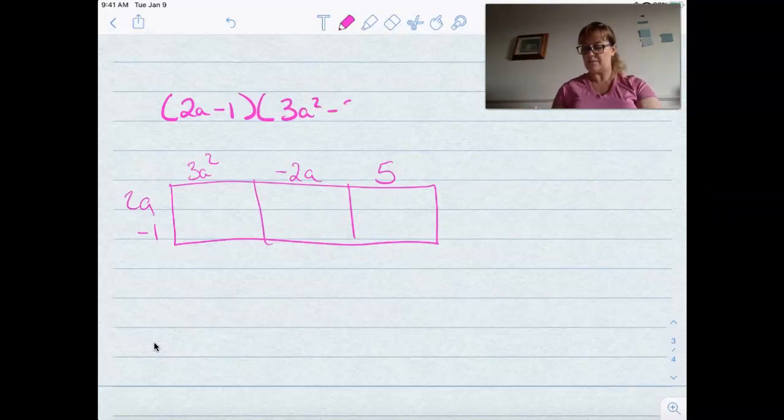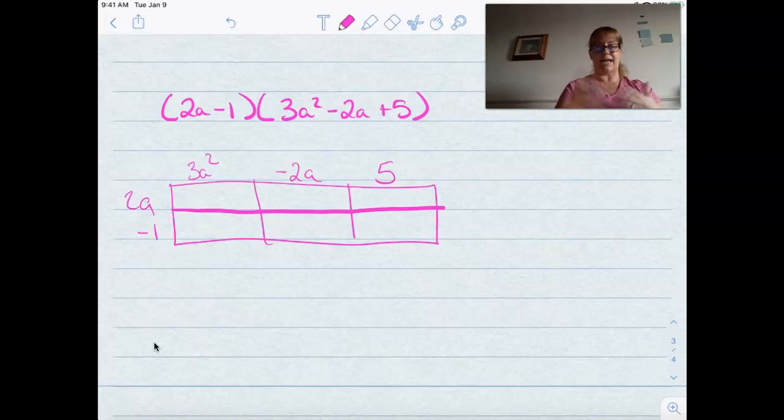Okay, now our final practice problem, number 6, was 2a minus 1, which is a binomial, times 3a squared minus 2a plus 5, which is a trinomial, which is why I have a 2 by 3 rectangle, right? 2 by 3. 2 times 3 is 6. A times a squared is a cubed. Negative 1 times 3 is a negative 3a squared.